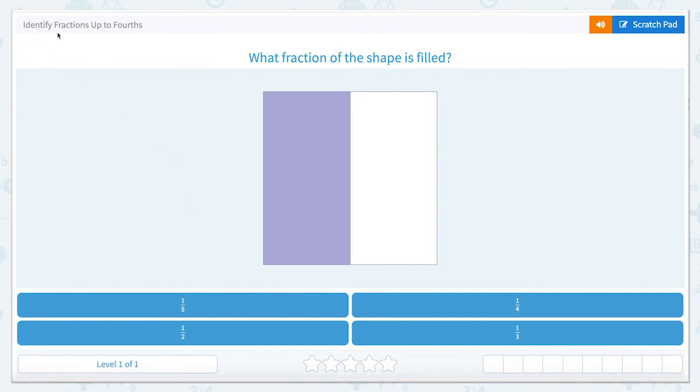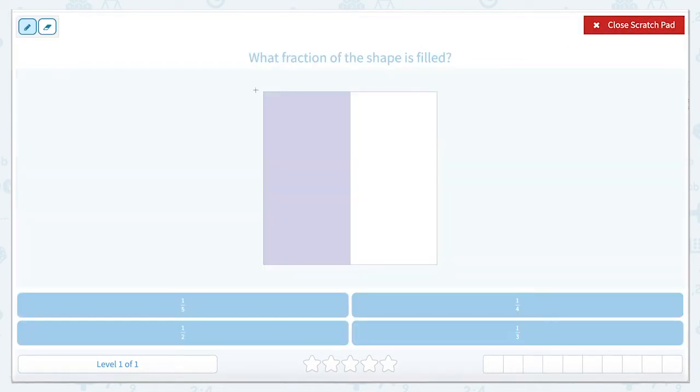Today, we're going to identify fractions up to fourths. I love fractions, so let's dig in. What fraction of the shape is filled? So let's use our scratch pad here, and we can see our shape is somewhat of a rectangle.